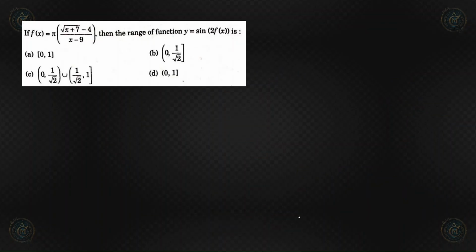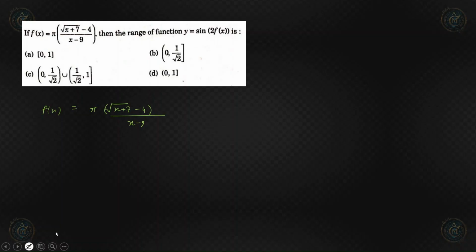The next question is saying, if f(x) equals pi times this function, then what is the range of the function y equal to sine of 2f(x)? Let us try to find the range of this f(x) function first. If we can find the range of f(x), we can get the range of sine 2f(x). So to find the range of f(x), we have f(x) equal to pi times (square root of x plus 7 minus 4) divided by (x minus 9).